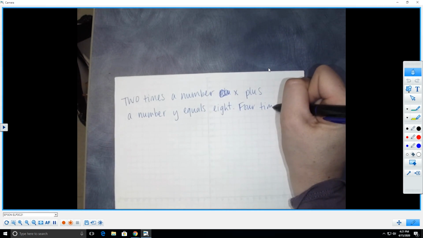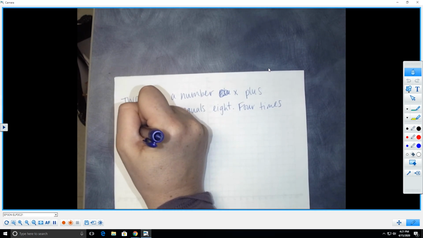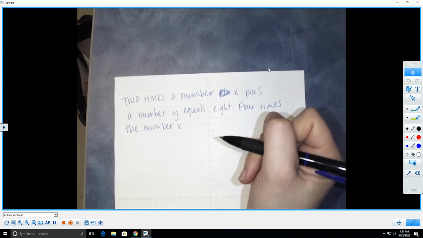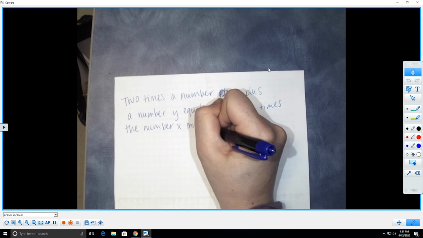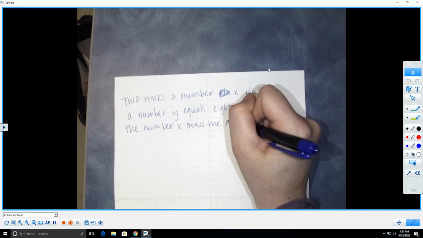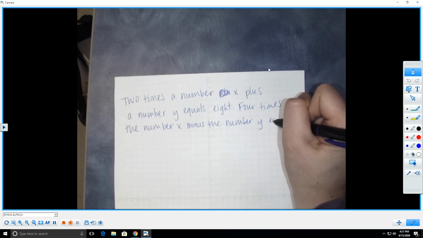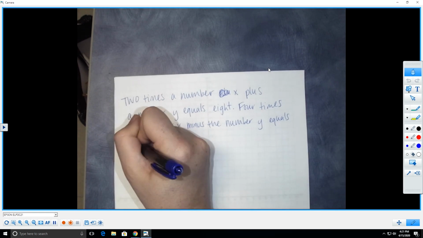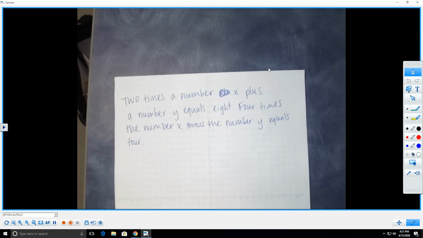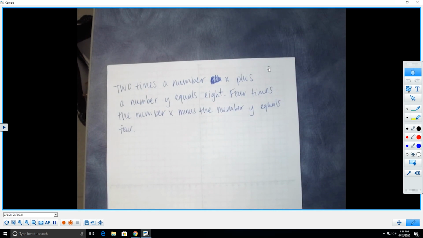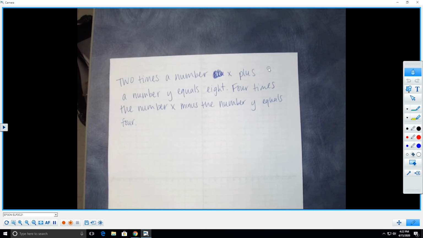Four times the number x minus the number y equals 4. So here's our riddle if you want to write that down as well. So how can we use this system of equations to solve the riddle?